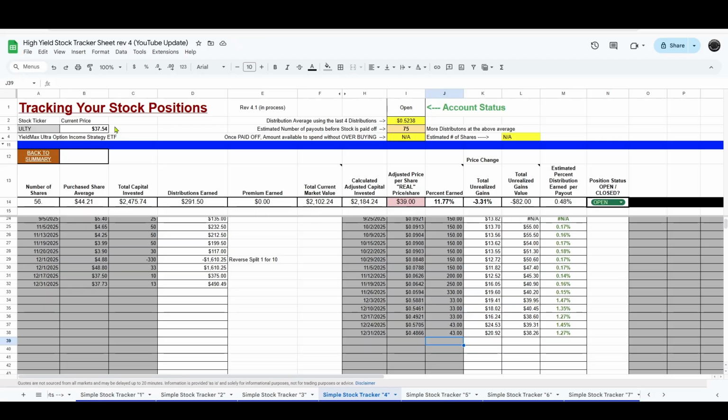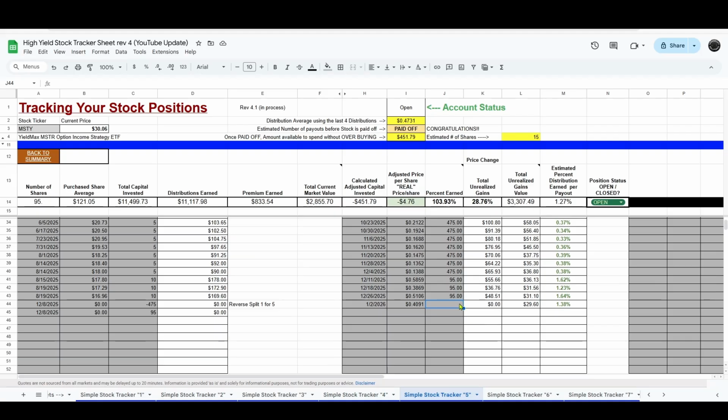With the current price of $37.54, I am still down on this one, but I am only down 3%. So if I were to sell all my shares at the current price, I will lose $82. Not too bad at all, considering I have a total of $2,400 invested. And moving forward, we have Misty. And for Misty, I have a total of 95 shares.